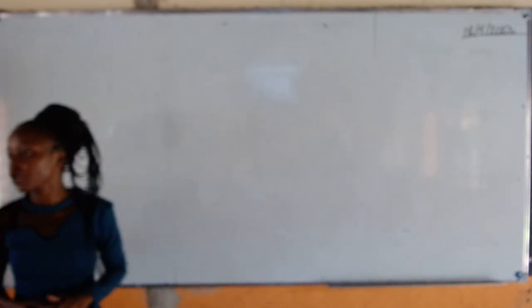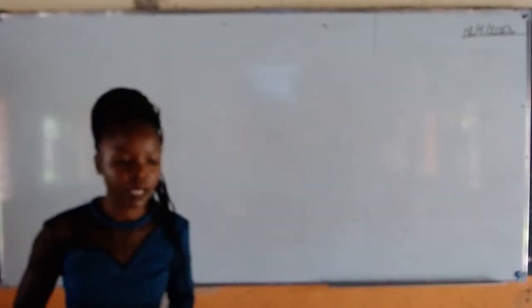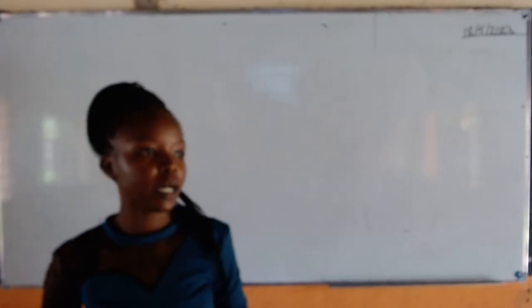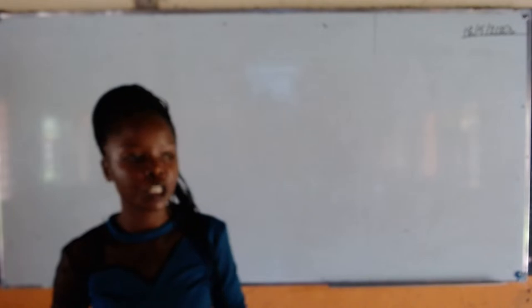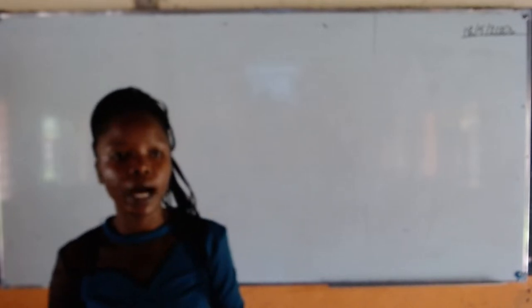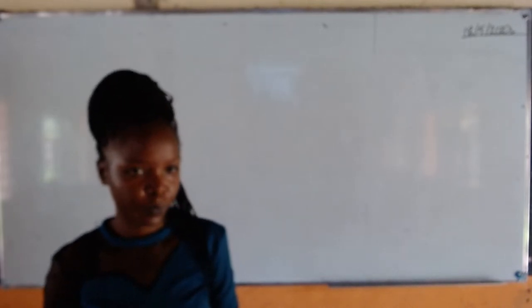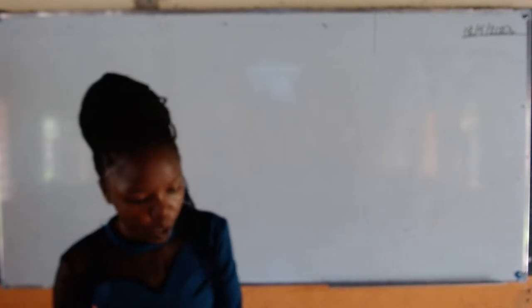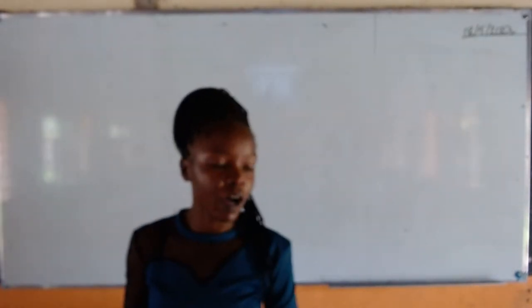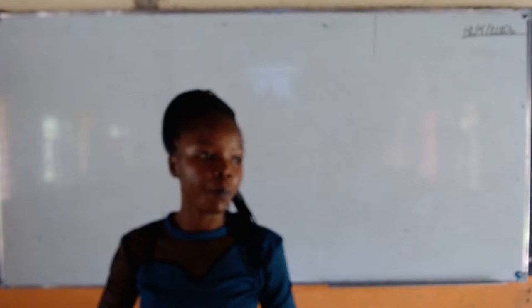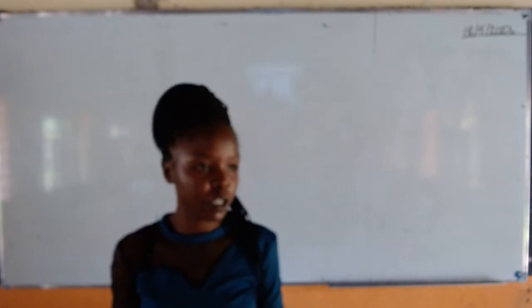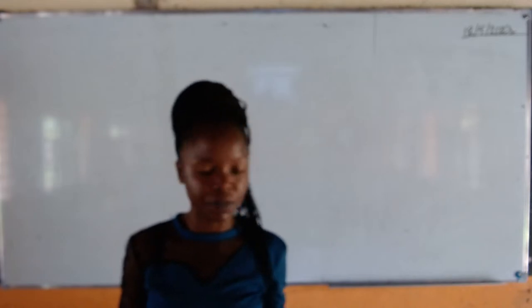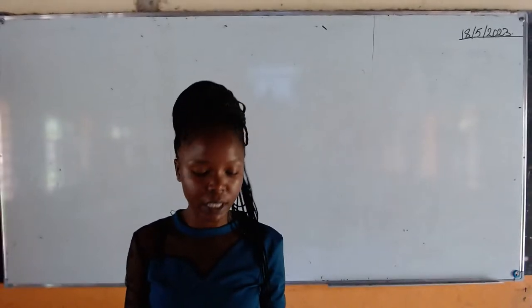So the other time we were looking at cooking equipment, and we looked at how to clean a gas cooker, how to clean an electric cooker, and how to clean a charcoal jiko. So today we are looking at how to clean a stove, and then we are going to wind up with how to clean a traditional fireplace. Then afterwards, we'll go and do the practical activity in the kitchen, as I promised earlier.